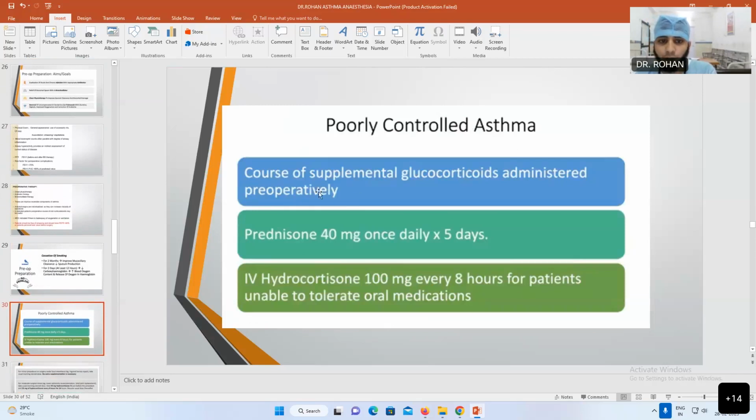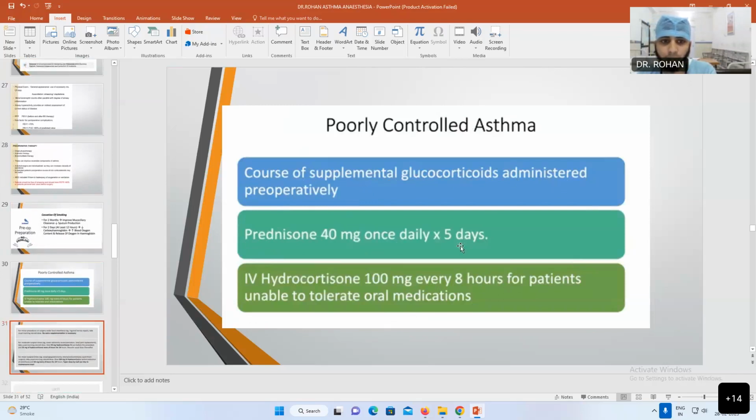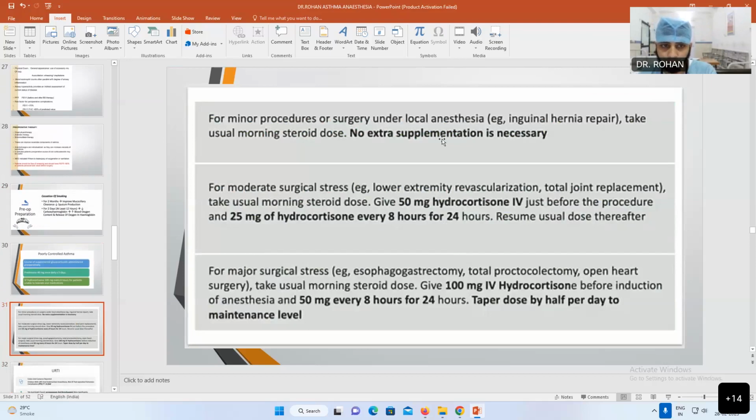Poorly controlled asthma will need supplemental glucocorticosteroid administration. It could be IV hydrocort 100 mg every 8 hourly or oral prednisolone 40 mg once daily for 5 days before the day of surgery. For minor surgery or surgery under local anesthesia, no extra supplementation of steroid is required.